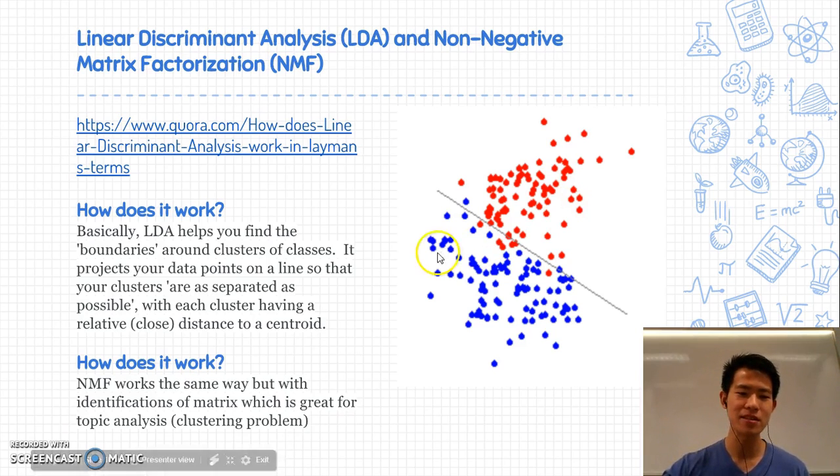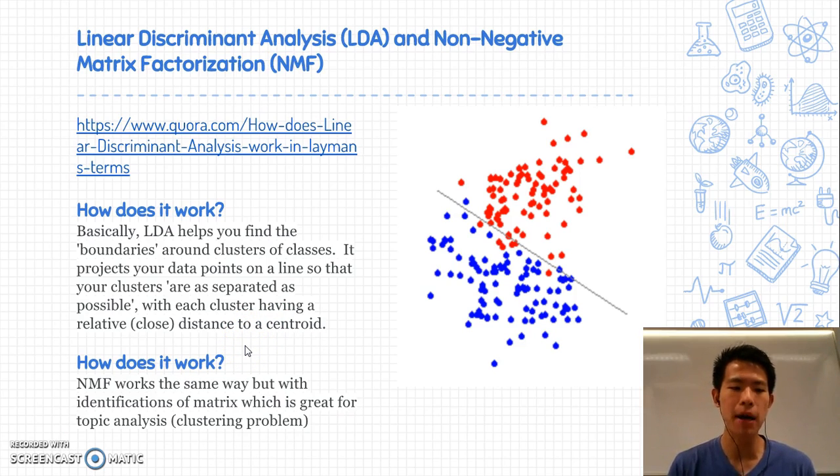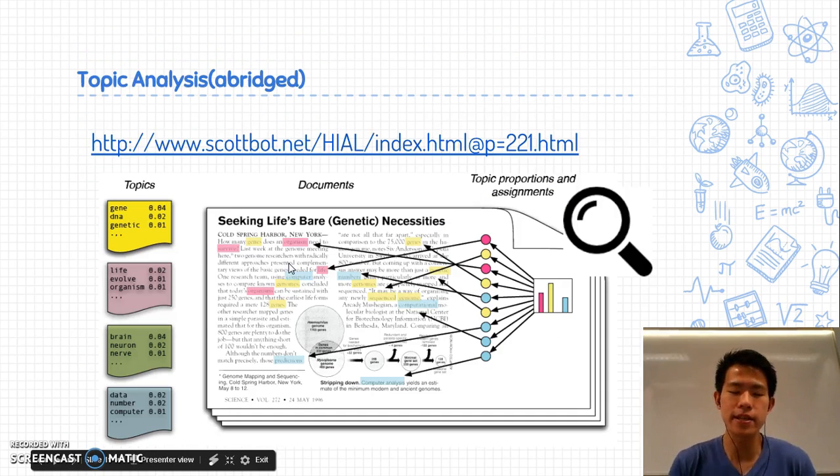Alright, so clusters, so you can say clusters. So how does it work? Well, NMF works the same way, but NMF is good for matrix related data sets. So for this topic analysis, the clustering problem is very good because it allows you to check the terms and documents, and then from there come up with the dominant topics for each term and what topics there are. So it's a part of the clustering topic also. Alright, so basically this is what it does.